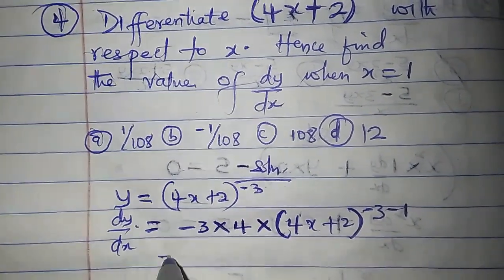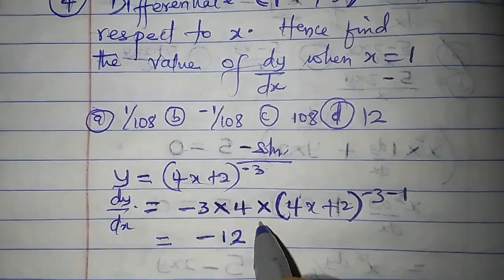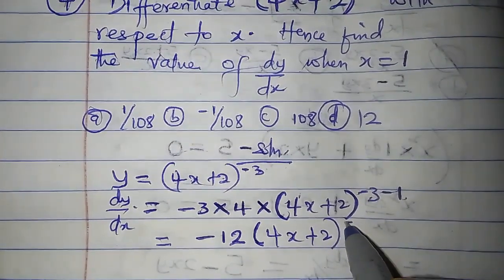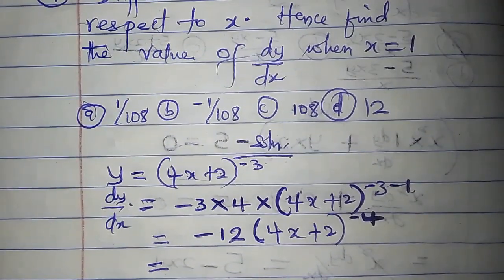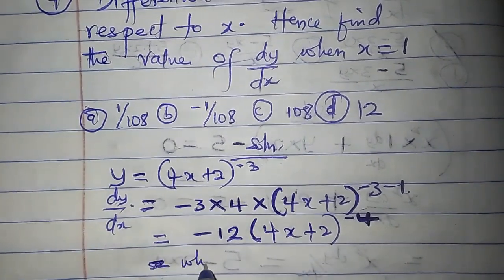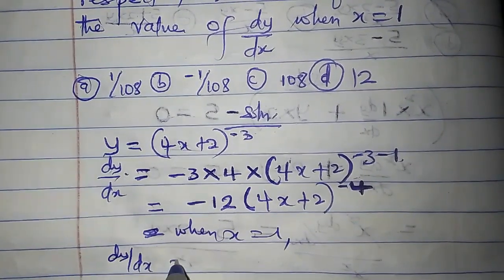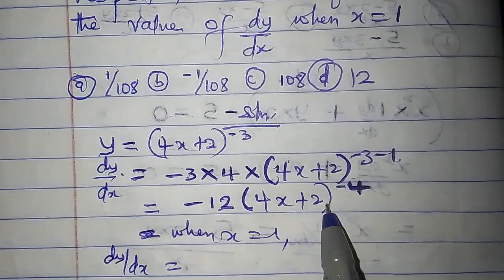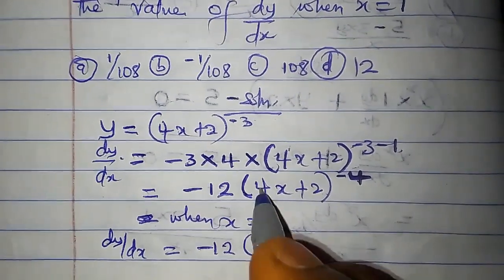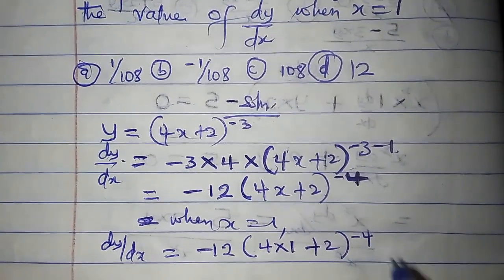So, if we do this, we are going to obtain minus 3 times 4 is minus 12. In bracket 4x plus 2. Minus 3 minus 1 is minus 4. We have to find the value of dy dx when x is equal to 1. So, when x is equal to 1, what's our dy dx? Anywhere I see x here, I'll put 1. Okay? So, this is minus 12 times 4 times 1 plus 2 raised to the power minus 4.